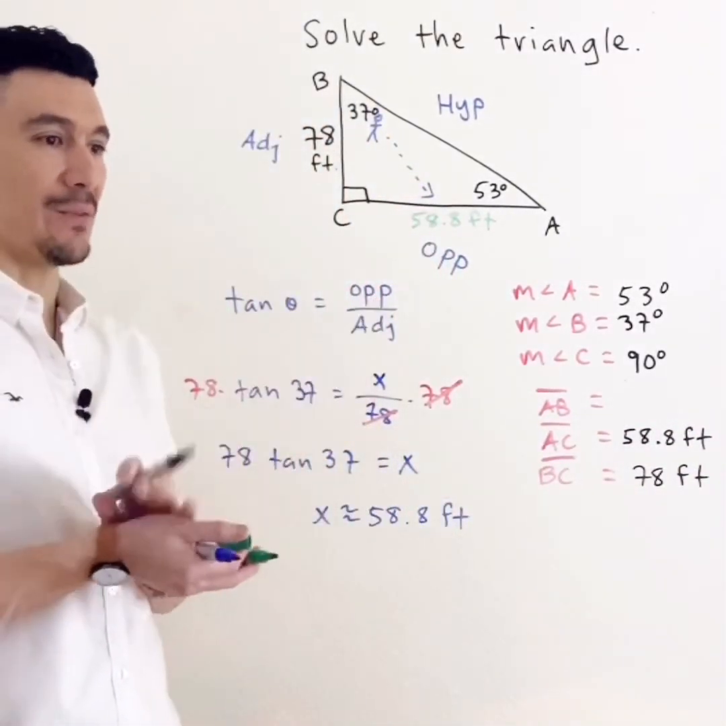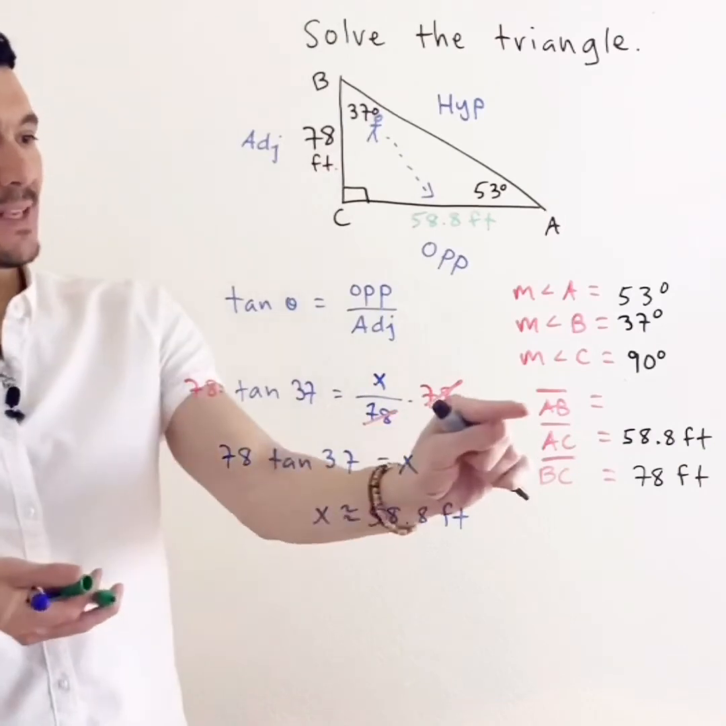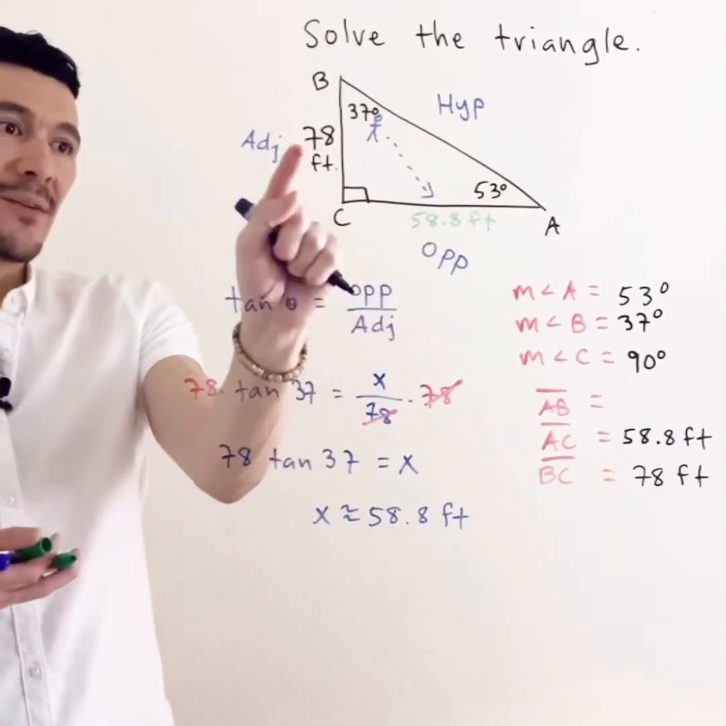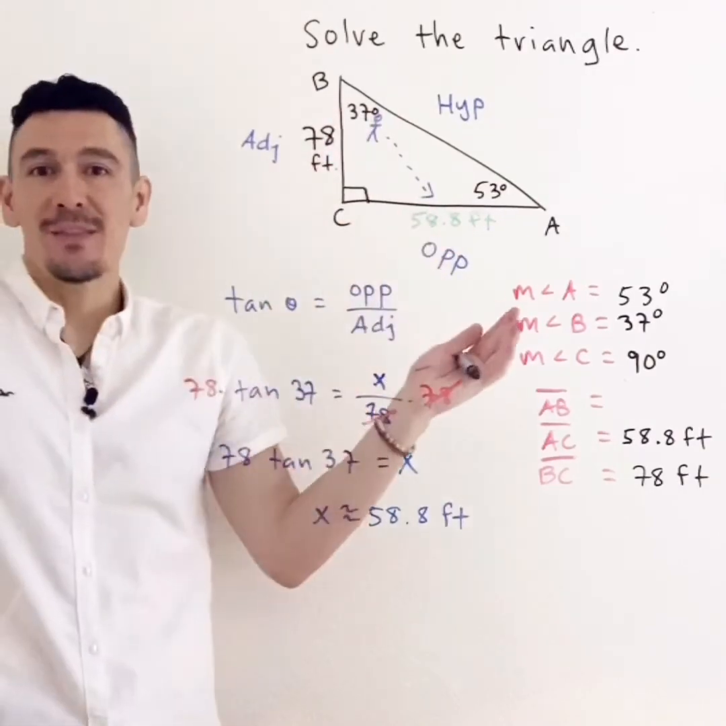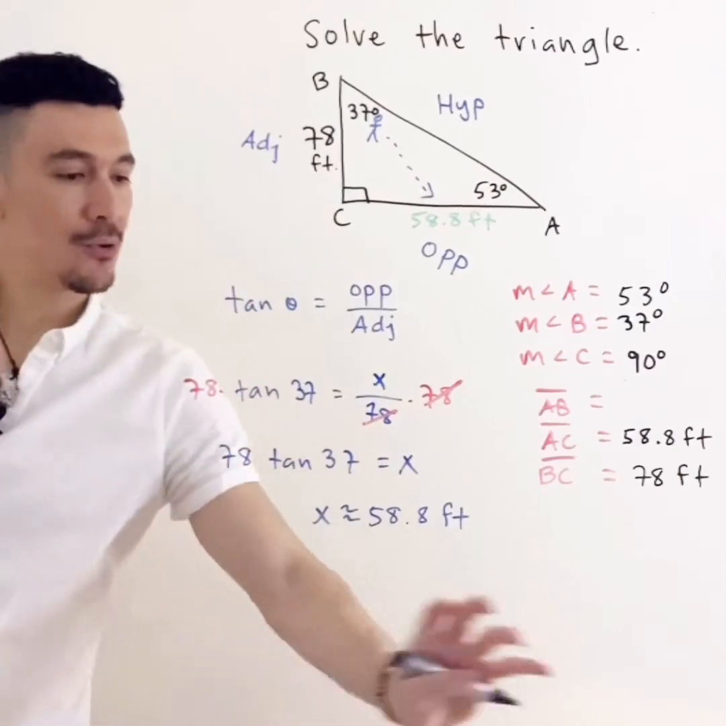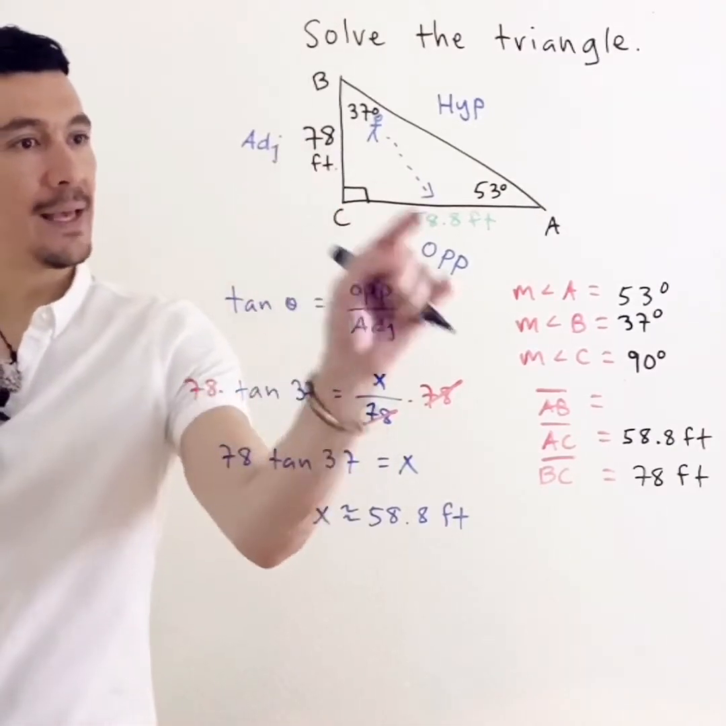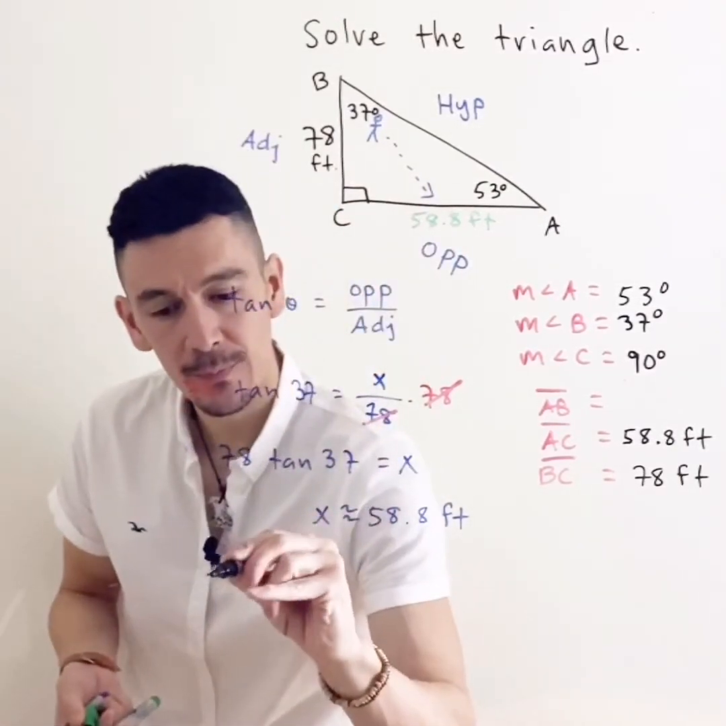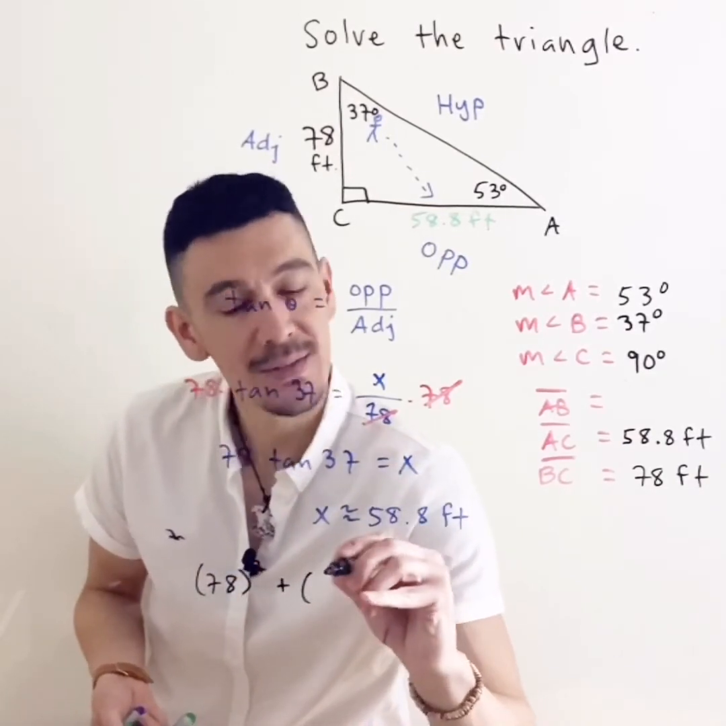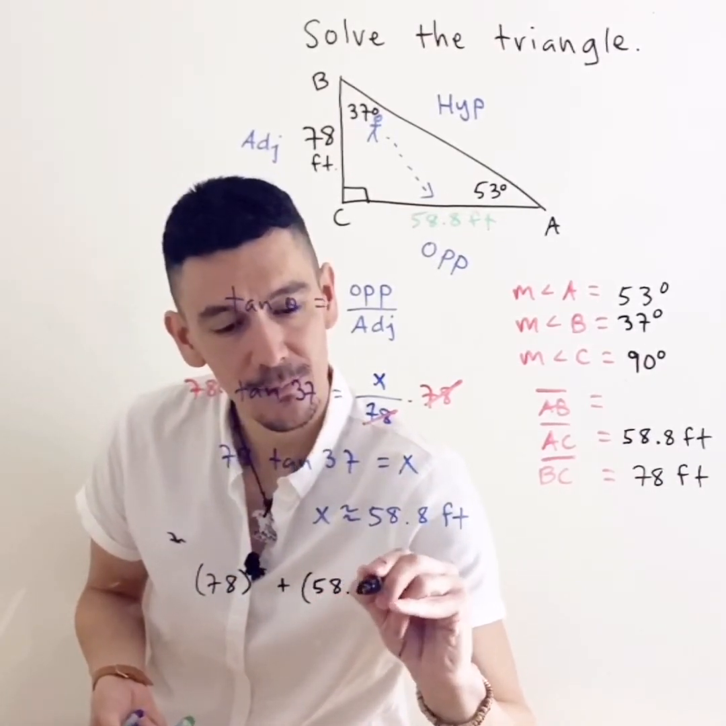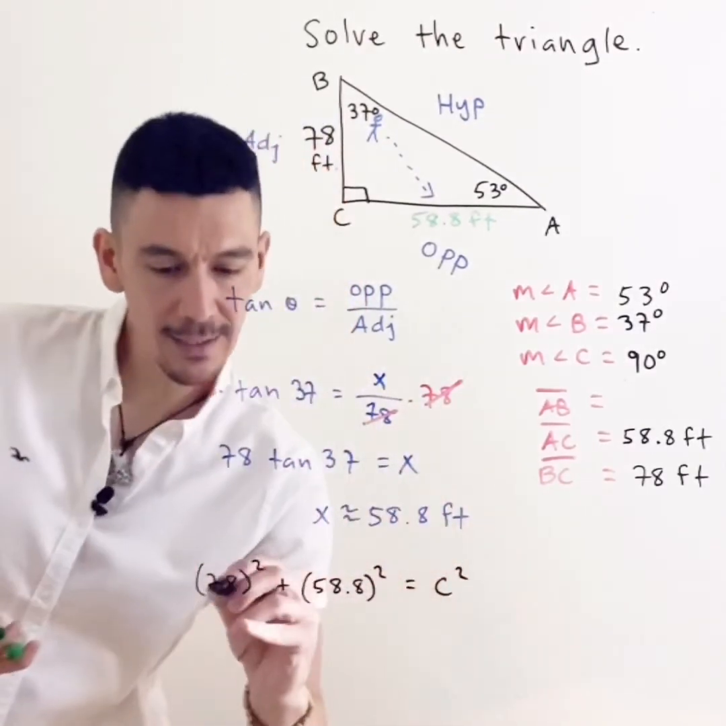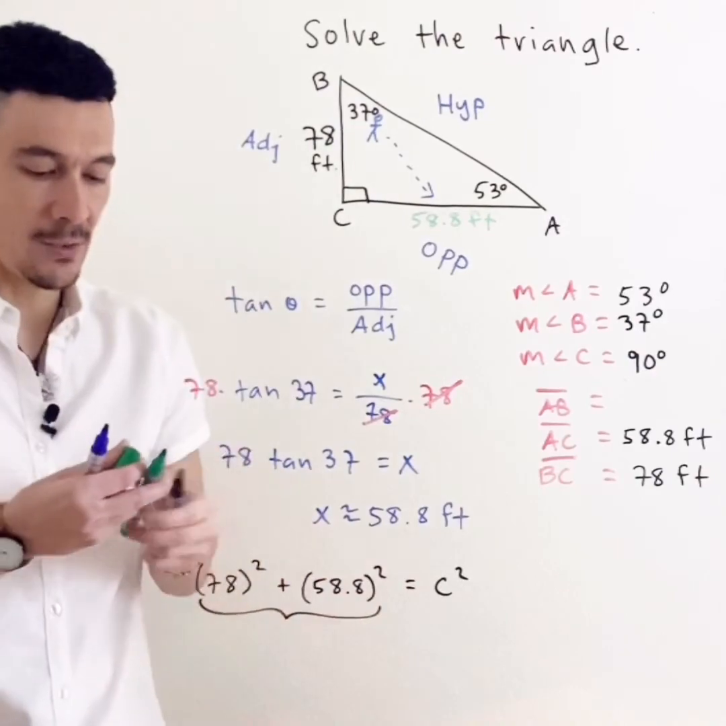That was the worst of it. The worst is over. The only thing left to find is AB, which is the hypotenuse. But now that we have 2 sides, let's just go Pythagorean theorem and we're done, okay? So Pythagorean theorem, I'll try it here. So I have a squared plus b squared equals c squared.